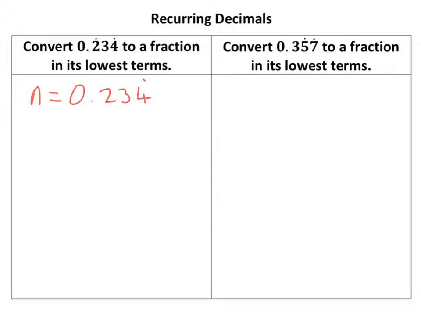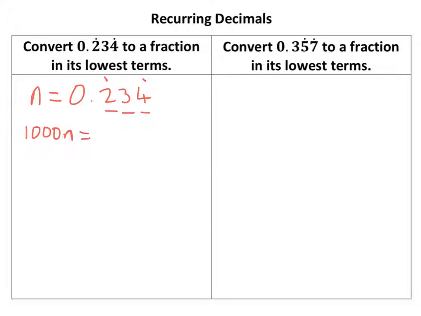0.234 recurring. Okay, and there's the dots. Now, those dots mean it goes 0.234, 234, 234, 234, forever. Alright, so there we go. Now, there are three numbers that recur. So what we're going to do is multiply by 1,000. Okay, because that has three zeros.